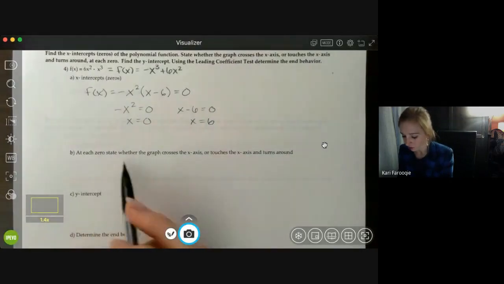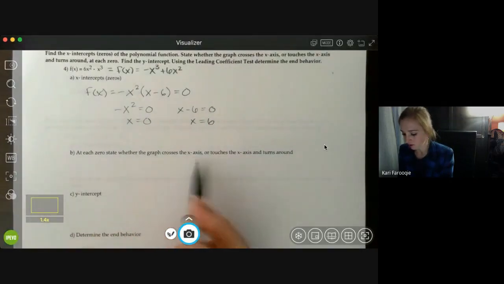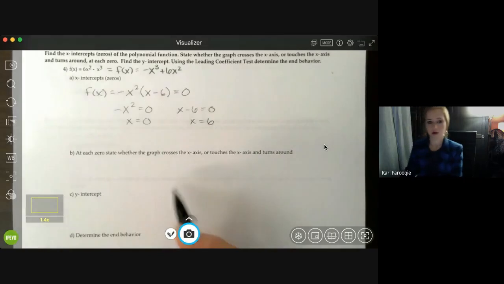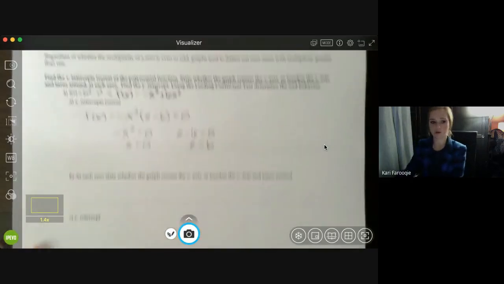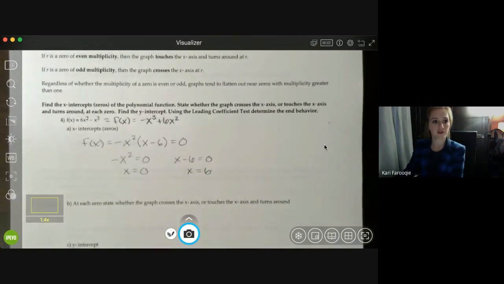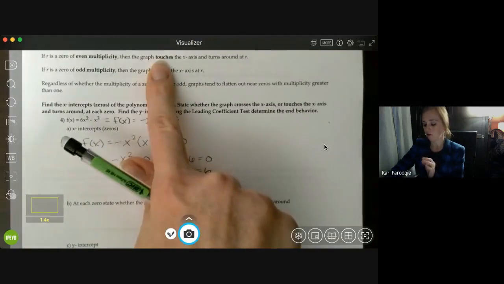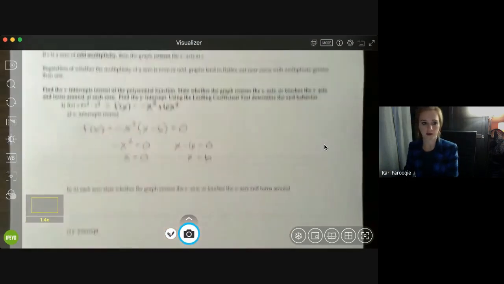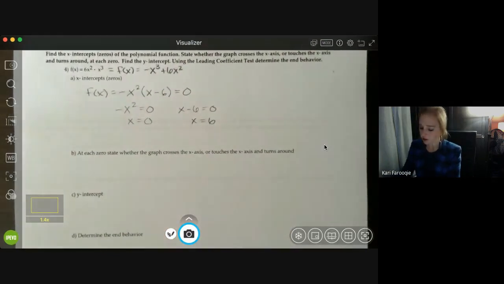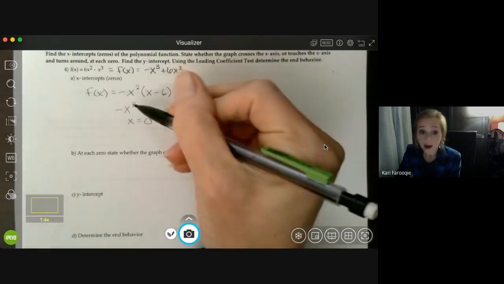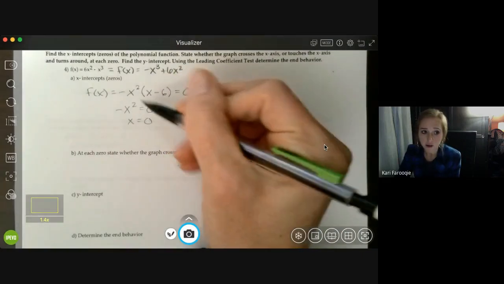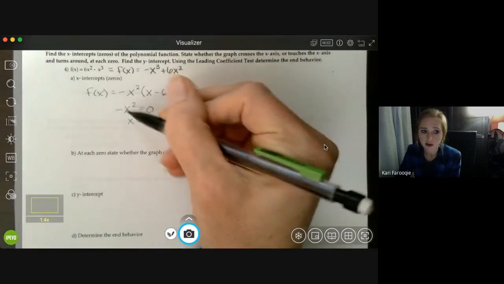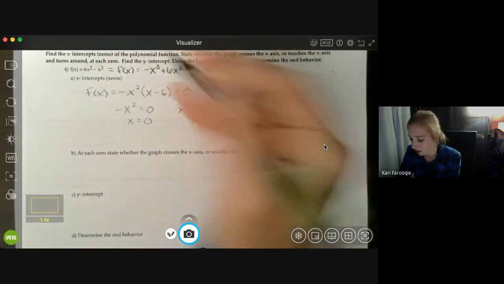At each zero, state whether the graph crosses the x-axis or touches the x-axis and turns around. This is where your multiplicity comes in. If we have a multiplicity that's even, the graph is going to touch the x-axis and turn around at that zero. If our multiplicity is odd, then our graph will cross the x-axis at that zero. The multiplicity is how many times that factor popped up, that factor that you used to solve for the x-intercept.